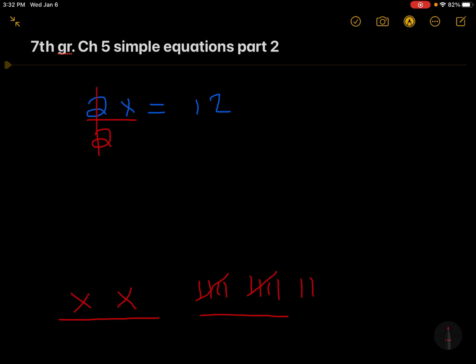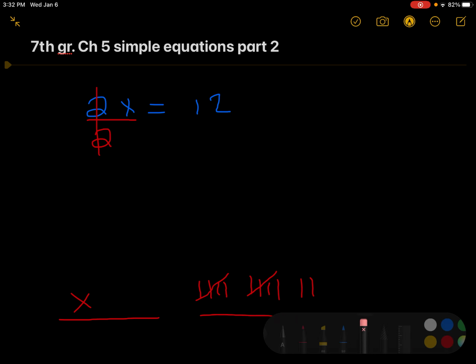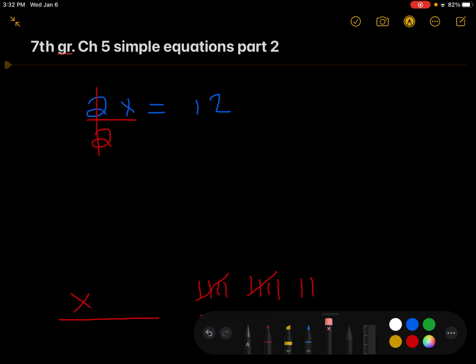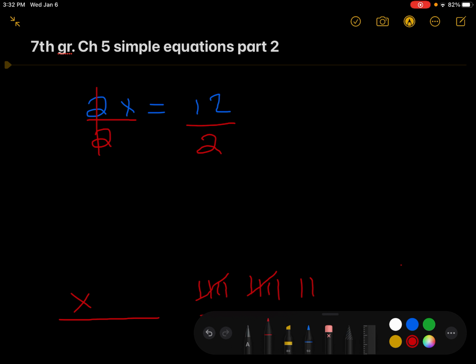So remember, if we're dividing by 2 on one side, meaning we're taking our groups and breaking them into 2, we're getting rid of one of our 2 groups. That means we need to do the same thing on the other side. So we have already divided by 2 on the left. We're going to divide by 2 on the right as well. 12 divided by 2, which means we're taking 12, breaking it into 2 even groups, which is going to be 6.